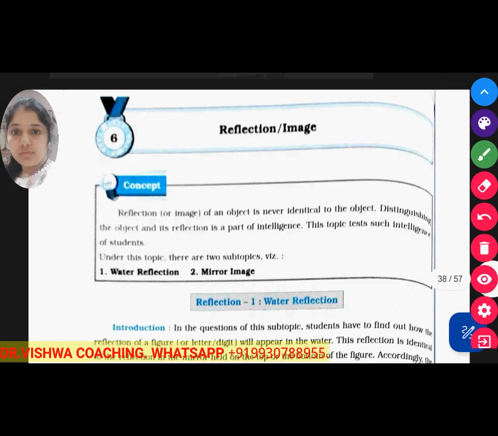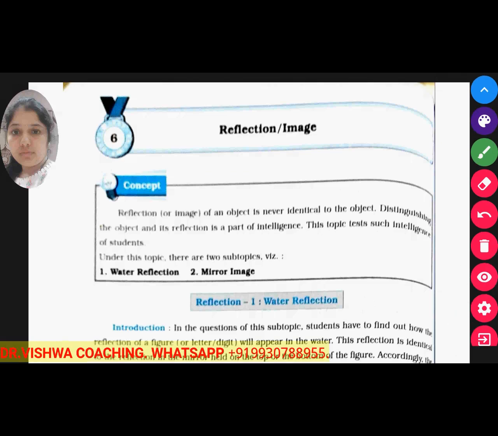Today for scholarship grade 4, our topic for the intelligence test is reflection, also called images. There are two types of reflections, water reflection and mirror reflection. So we have to study mirror images and water reflection images: how we can identify a mirror image and how we can identify a water image.